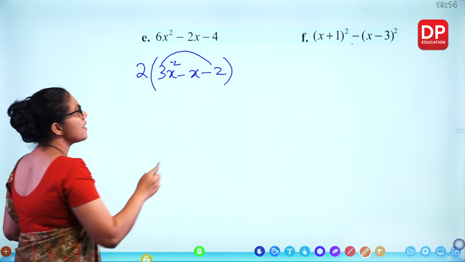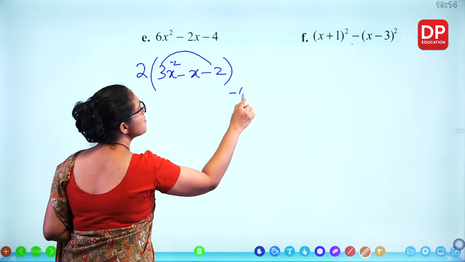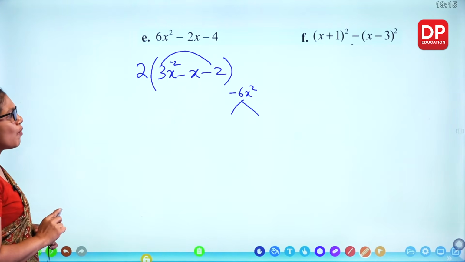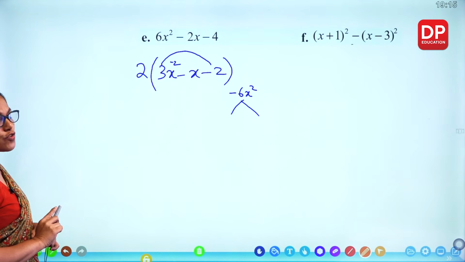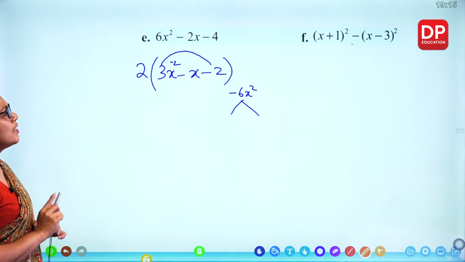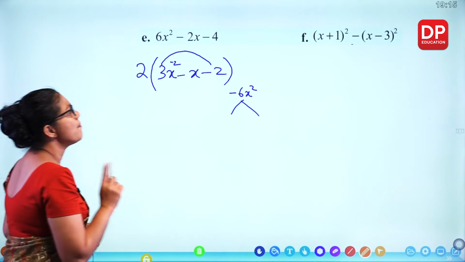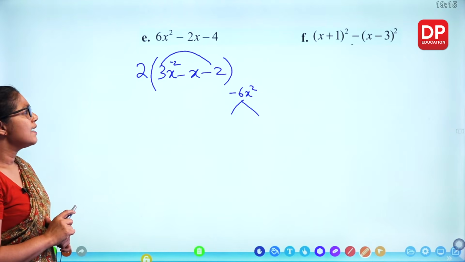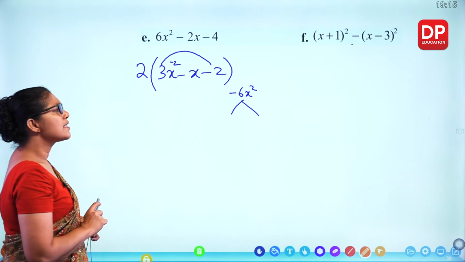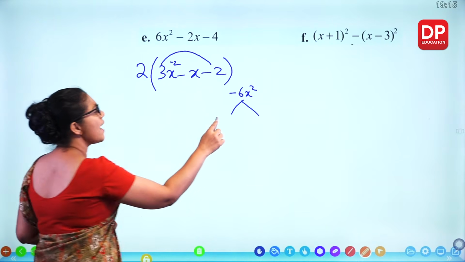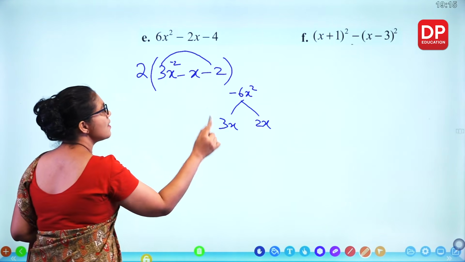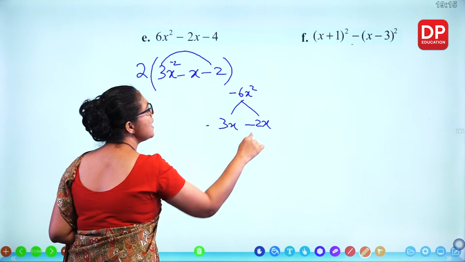So 3x squared into minus 2 becomes minus 6x squared. Try to find out the factors. What are the factors of minus 6 to get minus 1? So the bigger number should be negative because the middle sign is negative. So what are the factors of minus 6? You can write 3 and 2. So here which one is negative? The bigger number should be negative.